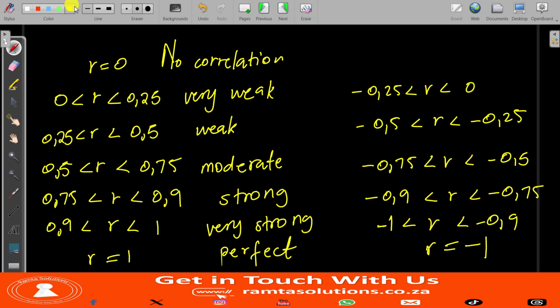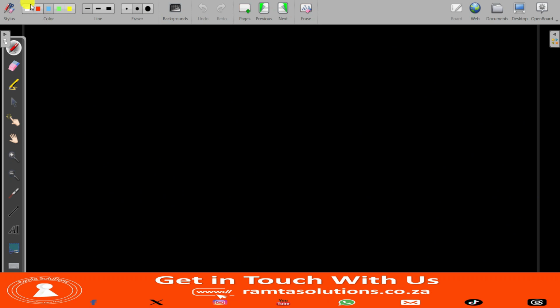Remember here, this side here is when it's a positive relationship. All right. And this one here is when it's a negative relationship. So now let's revisit the example we had previously.